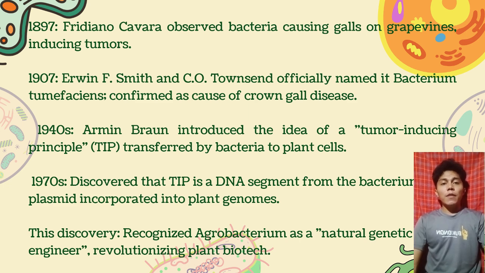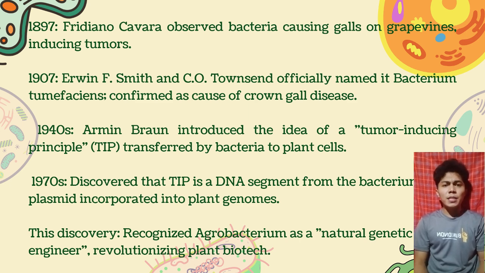Let's talk about the history of Agrobacterium. In 1897, Federico Cavara observed bacteria causing galls on grapevines, including tumors. Cavara's work was foundational in identifying a bacterial cause for plant tumors, which later became known as crown gall disease. In 1907, Erwin Smith and Townsend officially named it Bacterium tumefaciens, confirmed as the cause of crown gall disease. Smith and Townsend showed that this bacterium entered plants through wounds and caused uncontrolled cell growth similar to cancer.